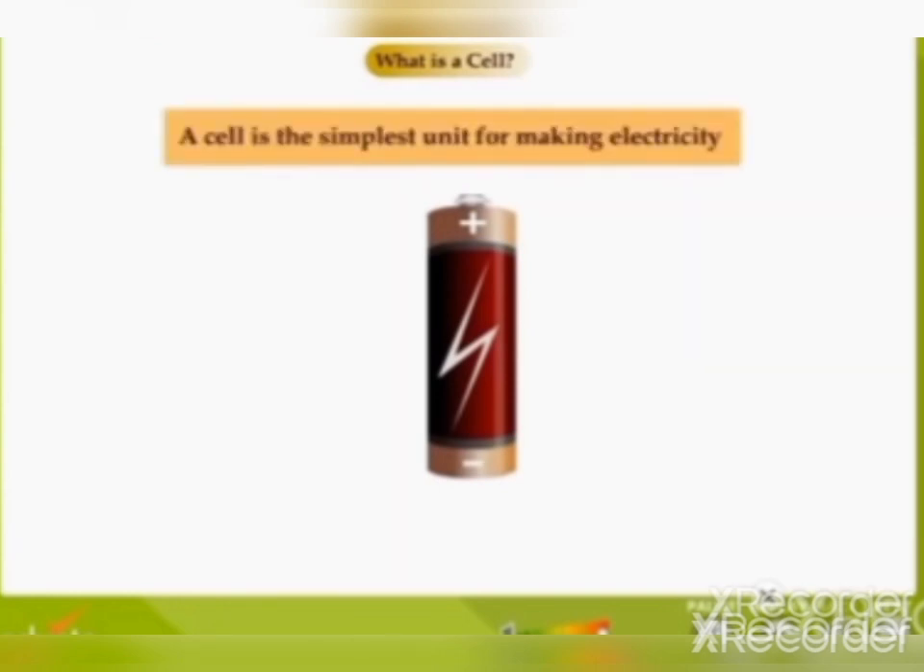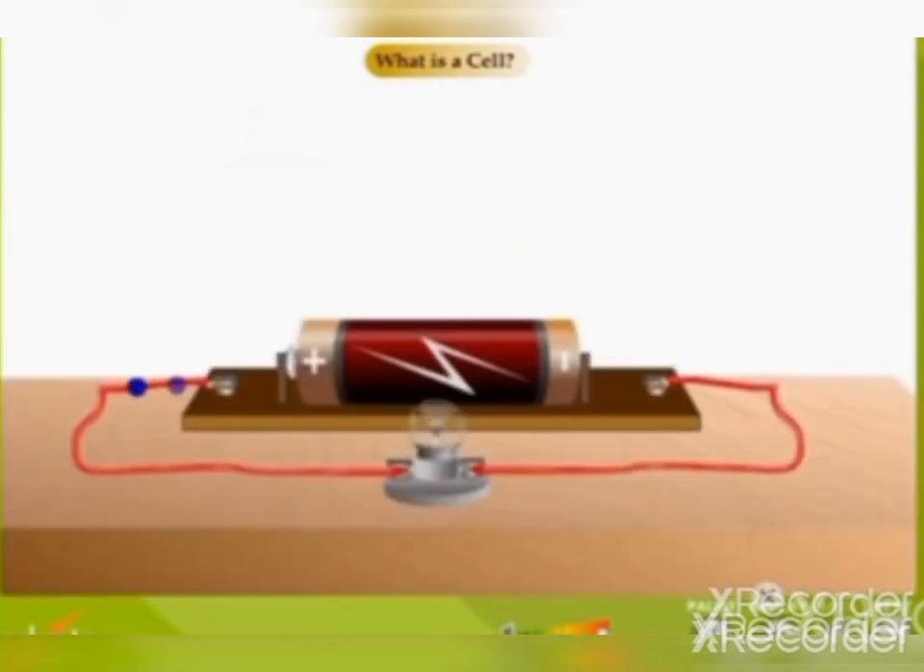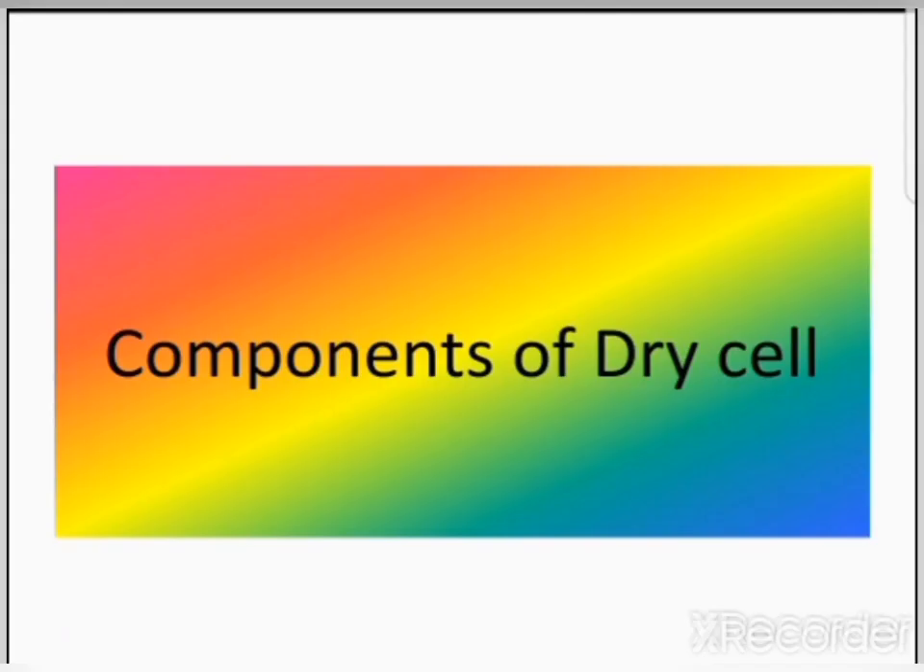When it is connected in a circuit, its anode oxidizes by releasing electrons. These electrons, through the external circuit, begin to flow toward the cathode. At the cathode, these electrons reduce the oxidizing agent present in the electrolyte. 2 or more cells form a battery. Now, let us study the different components of a dry cell.